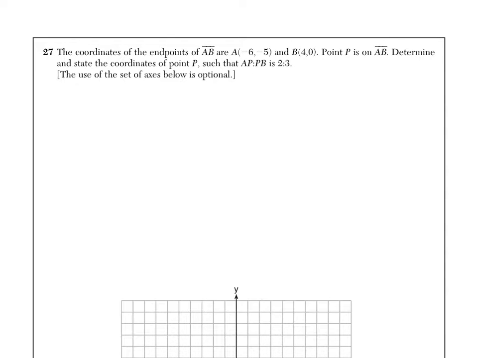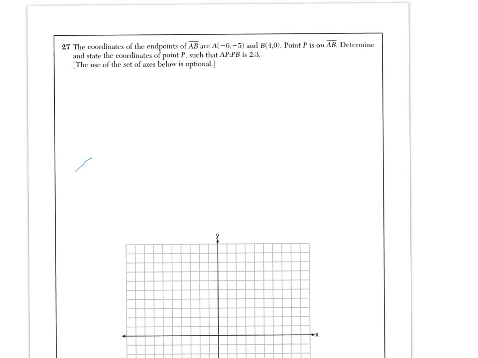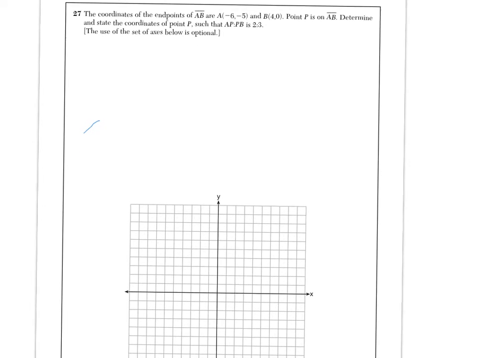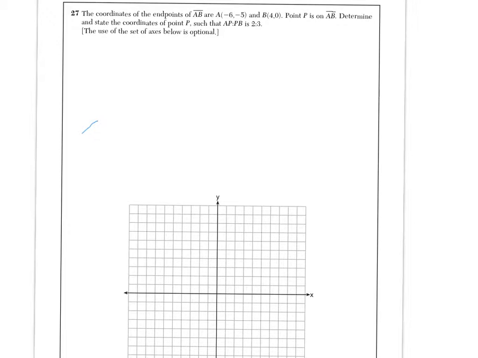Now for the second one, this is one of my favorites, all right? Now I'm going to zoom out a little here. I'm going to zoom on out. We can look at the whole playing field here. Now this one says the coordinates of endpoints AB are A (-6, -5), and B (4, 0). Point P is on AB. Determine and state the coordinates of point P such that AP to PB is 2 to 3.